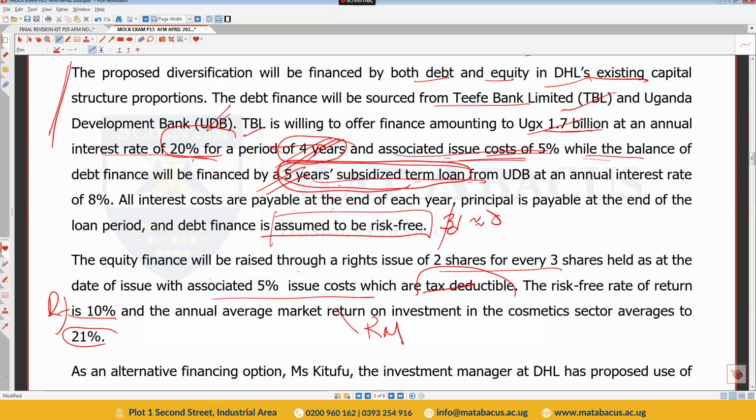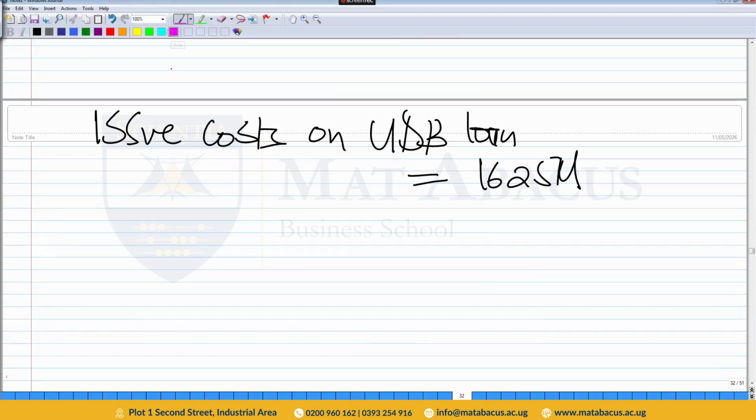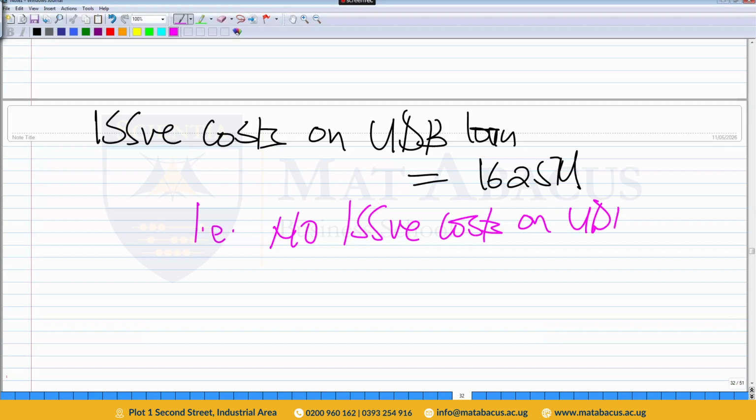Therefore, on equity finance, we were told the equity finance will be raised through a rights issue of 2 shares for 3 shares held at the end of that. But we already know how much we are raising from equity finance, because equity finance was known as 60%, 65%, i.e. no issue cost on UDB loan as per the question.